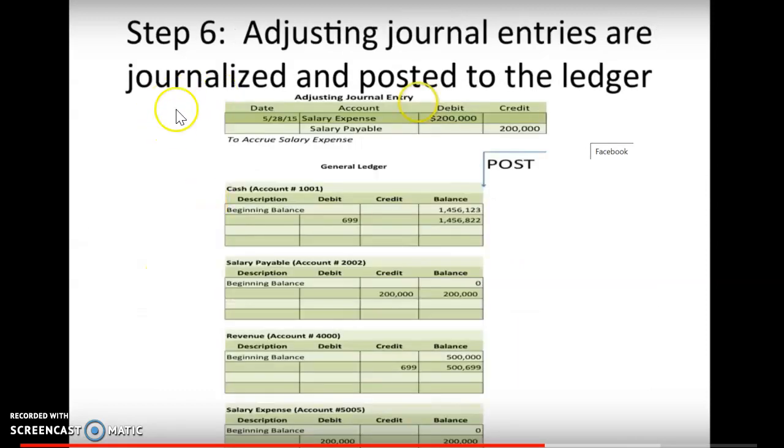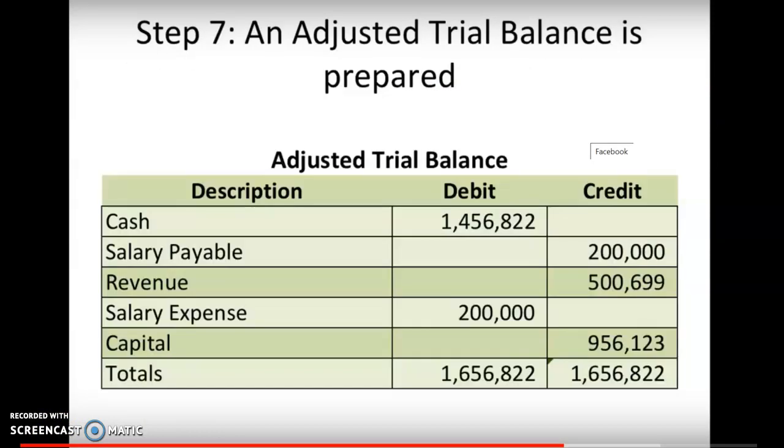Okay, so step 6, this is what it would look like if I decide I want to make that adjusting journal entry. I'm going to journalize up here, as opposed to my ledger. This is the same thing as writing down in my journal and then copying it into my buckets. After I journalize and post, the next step is to prepare an adjusted trial balance. Always prepare an adjusted trial balance after we make our adjustments. That is why it's called an adjusted trial balance. So I look at my debits equal my credits, so I'm good.